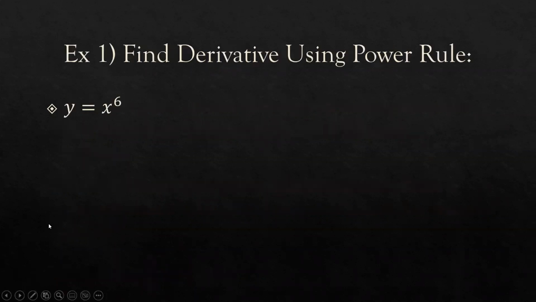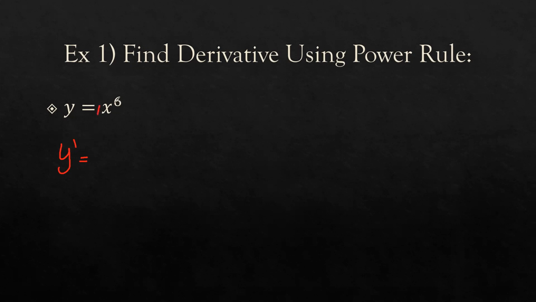Okay, so let's start with example one. It says find the derivative using the power rule. So do not use the definition of the derivative. That's okay. What you're going to do is y prime, and it's the coefficient times the power. You don't see a coefficient, but it does have an invisible one.